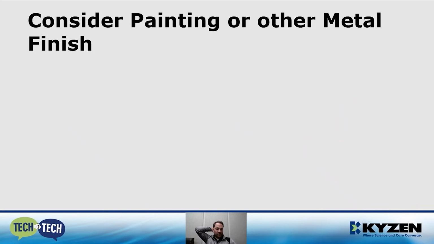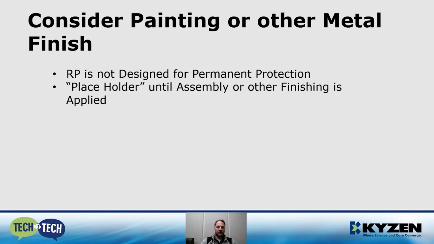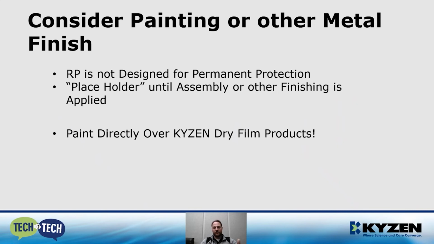Again, if we are doing things other than putting these parts into assembly, or we're just having them on the shelf for a few months, we might want to consider something other than just applying an RP or a CP. We might want to consider painting our parts or plating them or doing some sort of metal finishing that's going to protect them long term. RP is really just a placeholder for the interim, but beyond that, we want to do that painting or that metal finishing.